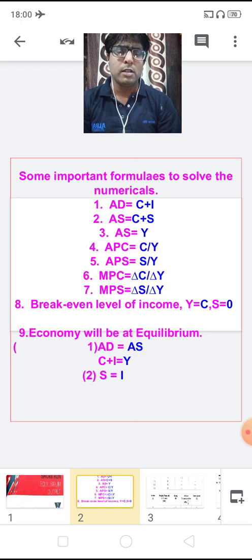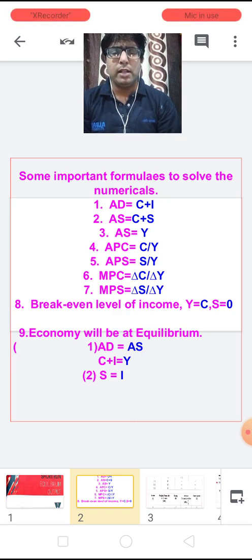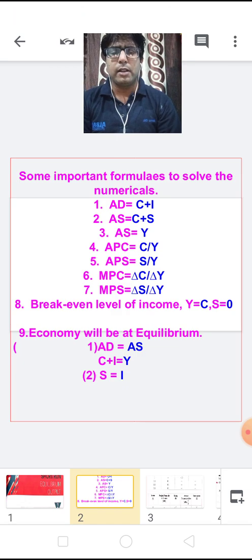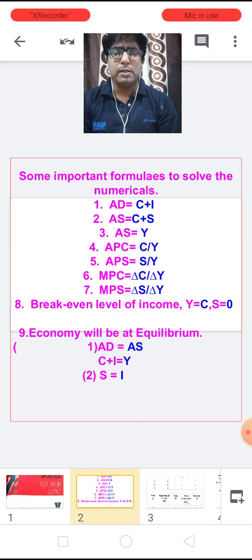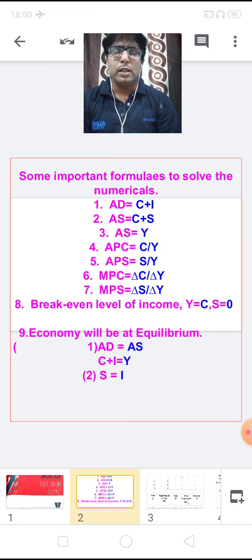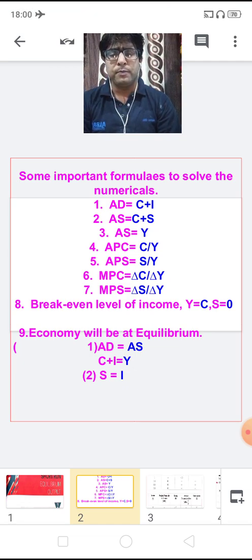solving the numericals. Children, aggregate demand AD is equal to C plus I, that is consumption plus investment. Aggregate supply is equal to consumption plus savings, and aggregate supply we can also write as national income. The formula to find out APC is consumption upon income, APS is savings upon income.